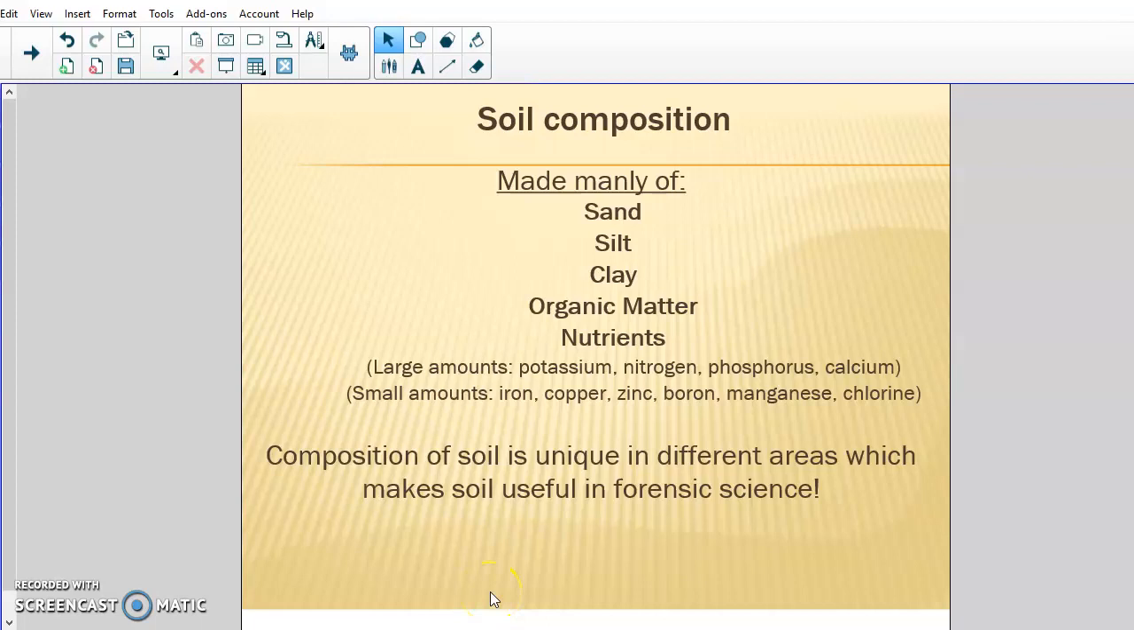And so depending on the location of the soil depends on its composition. Like in Arizona, a lot of our soil is made predominantly of sand and a little bit of clay-like material because it's thick. Back in the Midwest, they have a lot of organic matter and clay consistency. Towards the beaches, they have sand and silt consistency, and so on and so forth. So it just depends on where you're located. And so down here it says the composition of soil is unique in different areas, which is super helpful for us because it can give us a gauge of where in the area our crime might have occurred.